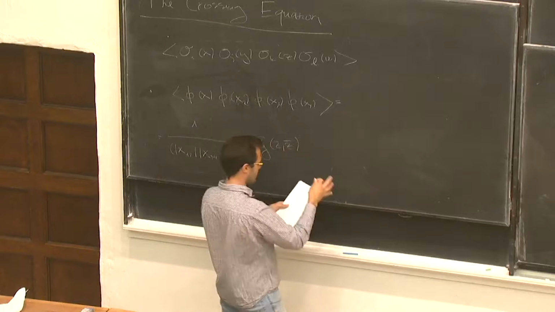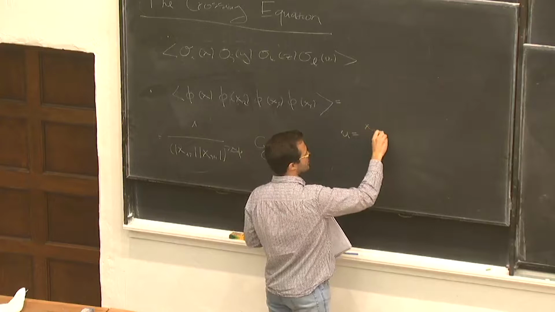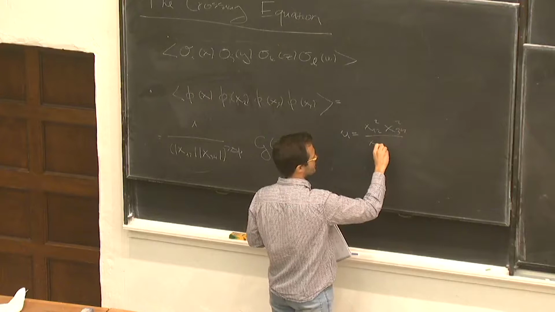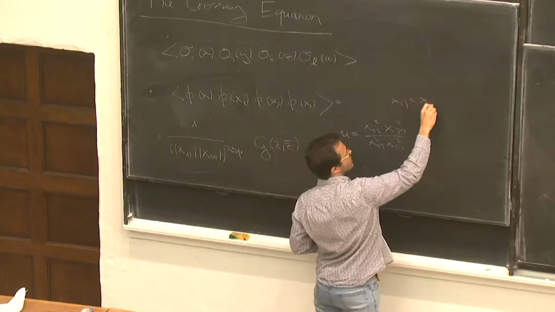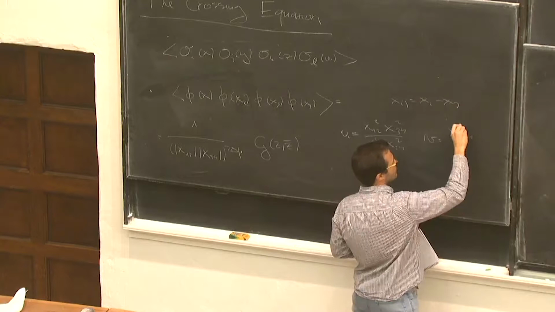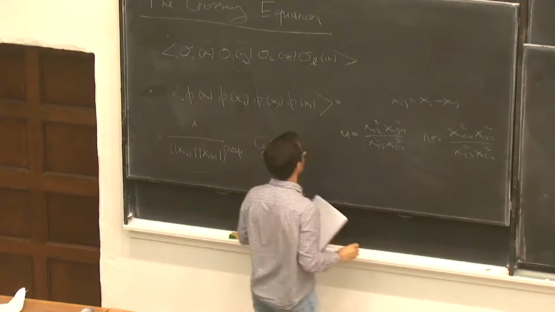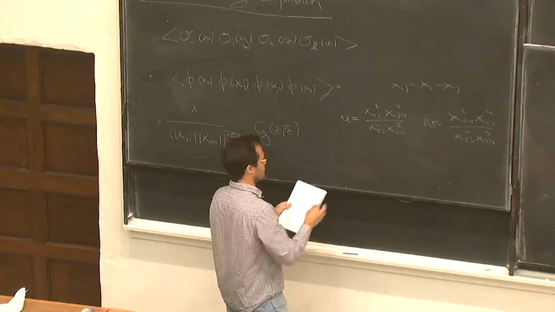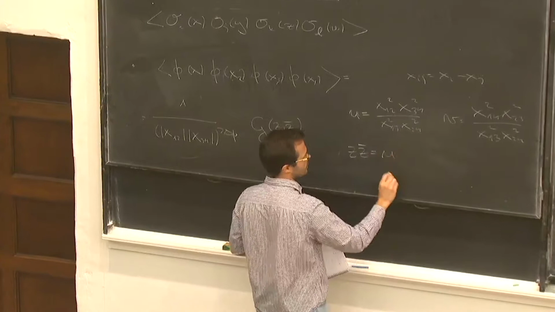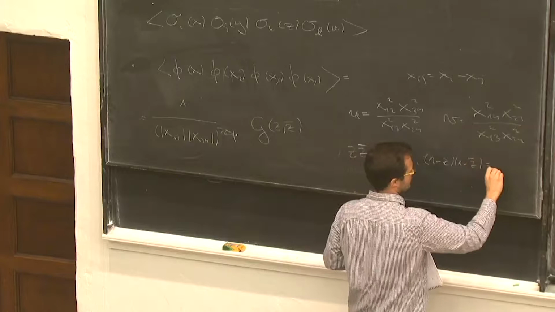So first of all, I'm going to define two cross ratios, which are just some conformally invariant ratios of the distances. So xij means xi minus xj, and v is x14. So you can convince yourself that these are the only two continuous invariants of the four points of the conformal group. And then z and z bar are defined as follows. u is just z z bar, and v is this. So to understand this, it's much better to draw a picture.